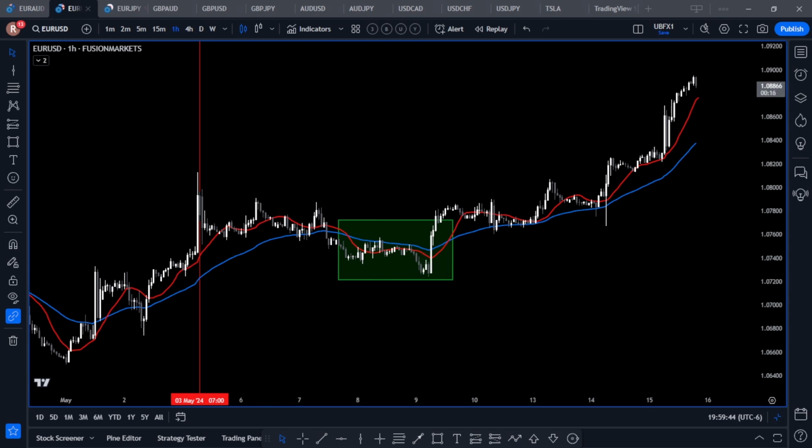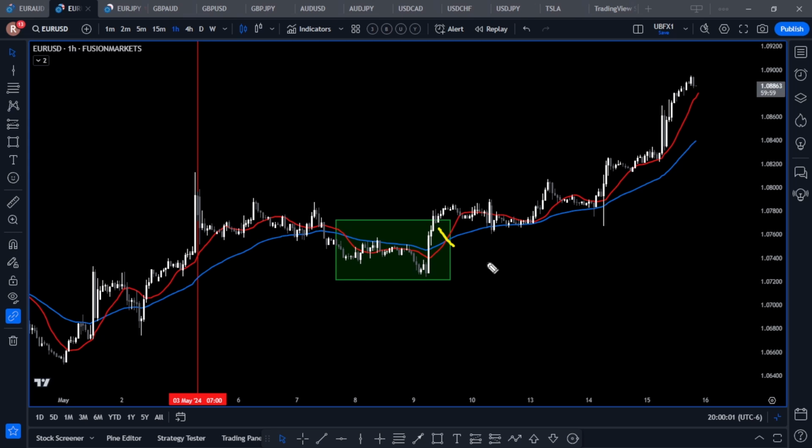But when the price comes back around and the moving averages do cross over right in here, now we are going to start looking for those opportunities to go long, because the time frame that we're trading is in alignment with that higher time frame.